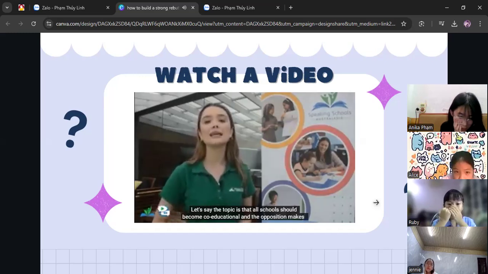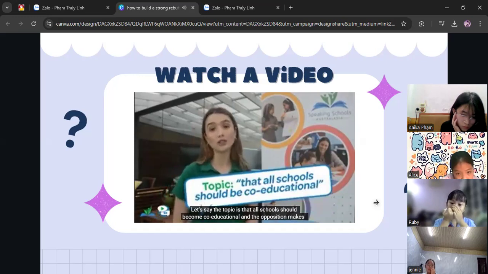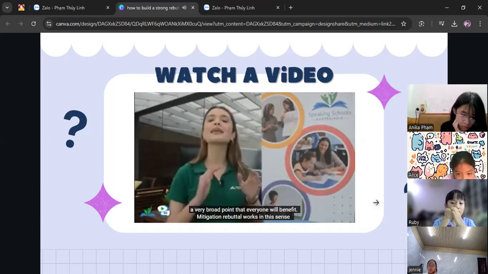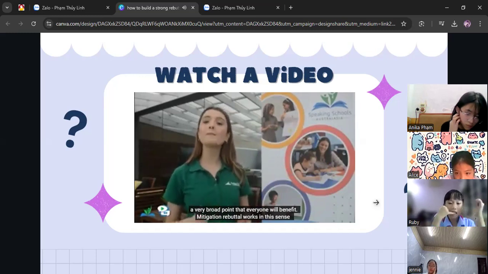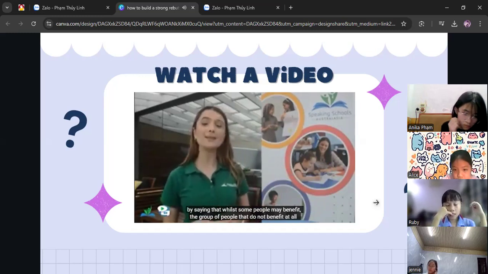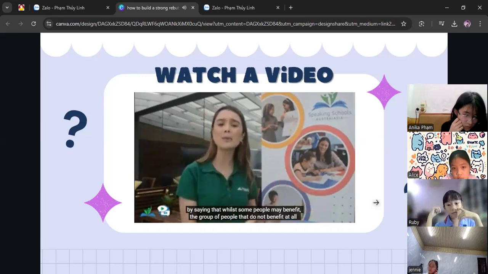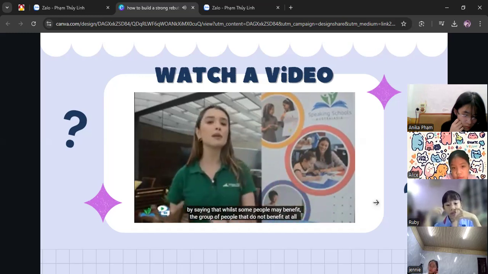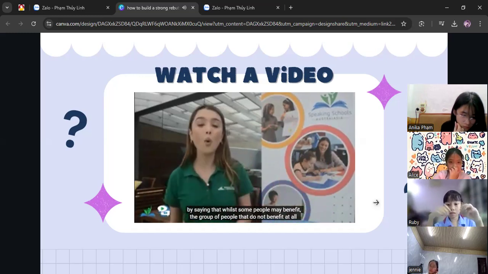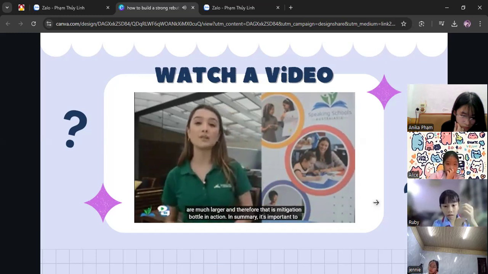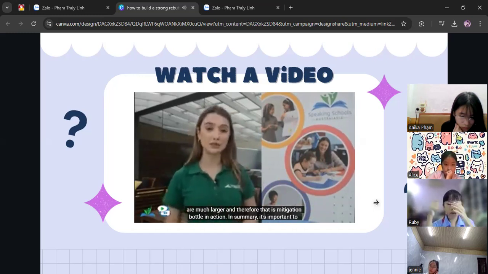Let's say the topic is that all schools should become co-educational, and the opposition makes a very broad point that everyone will benefit. Mitigation rebuttal works in this sense by saying that while some people may benefit, the group of people that do not benefit at all are much larger, and therefore that is mitigation rebuttal in action.